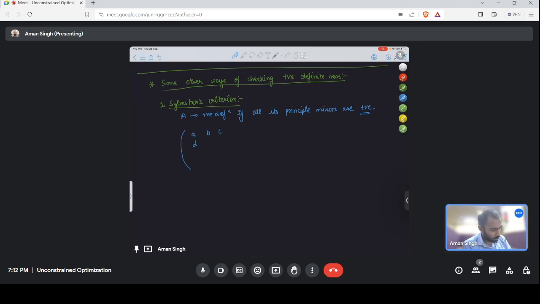So let's say this is a matrix. The same matrix I'll write 3 times because it has 3 principal minors. The first principal minor is A. The second principal minor is the determinant of A, B, D, E. And the third principal minor is the determinant of the whole matrix. If all these 3 are positive, then A is positive definite. That is the Sylvester criterion.